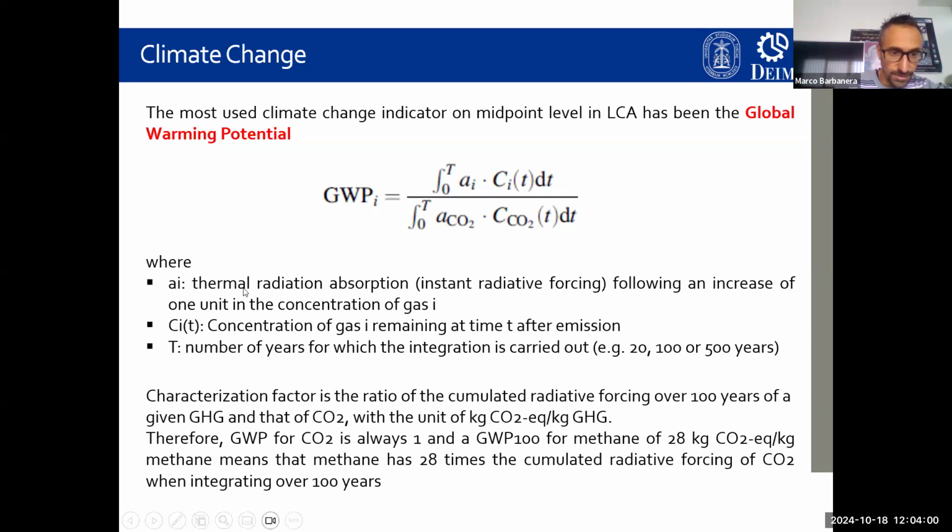In this case, the parameter A takes into account the specific effect of each compound on the disturbance of the radiation balance. And we also have to consider another parameter, the parameter T, that is the number of years for which the phenomenon is considered.